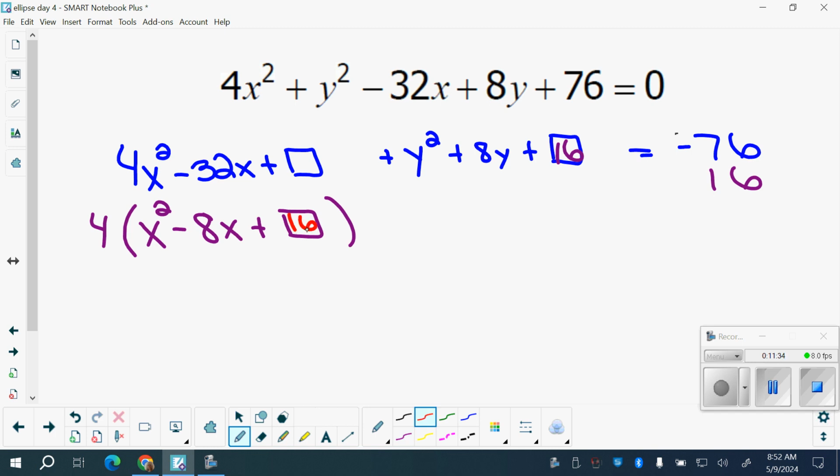But here's the trick. This is the one trick tonight. I'm not going to add 16 to the other side. I'm going to add a different number to the other side. What is that number? Anyone remember?